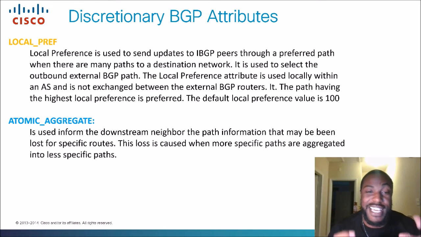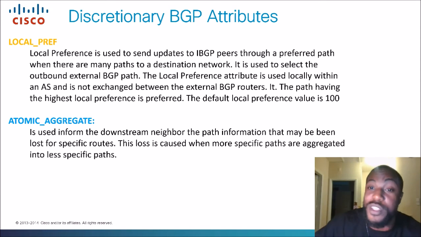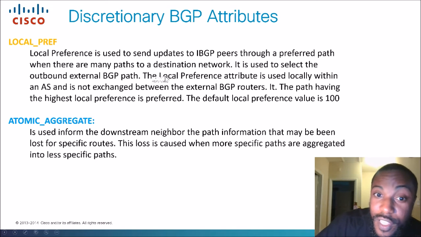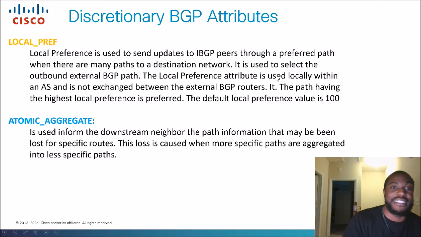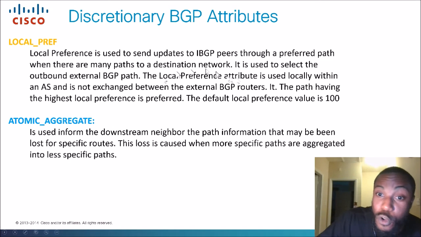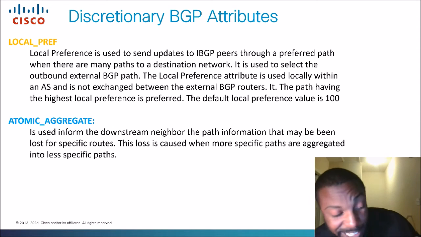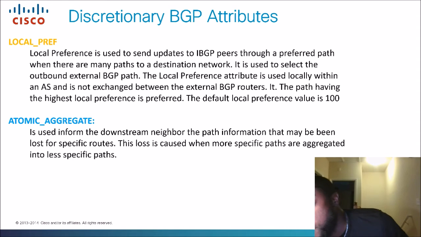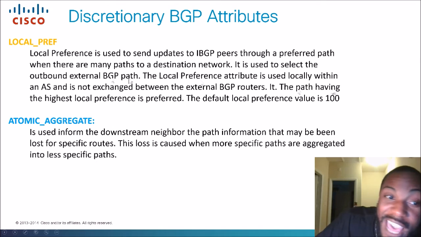This is a preference, like a preferred route that these routers choose to go, but it's locally within the AS. As you can see here, it says the local preference attribute is used locally within an AS and is not exchanged between external BGP routers. So this is just like a preference that he knows and keeps to himself, which is what Chris Brown and Lil Duval should have done when they made those comments. Anyways, the path having the highest local preference is preferred.